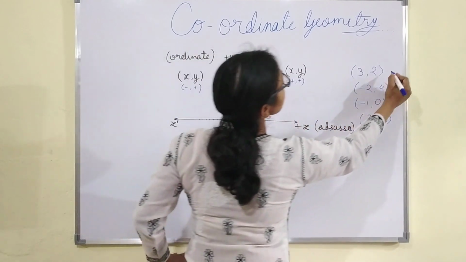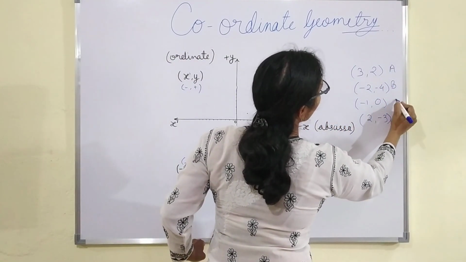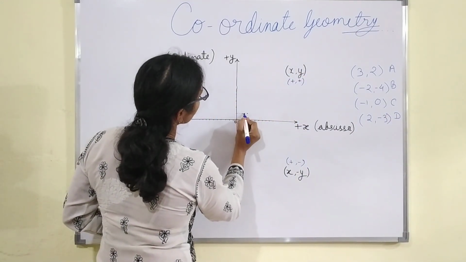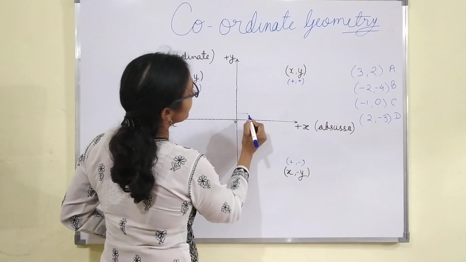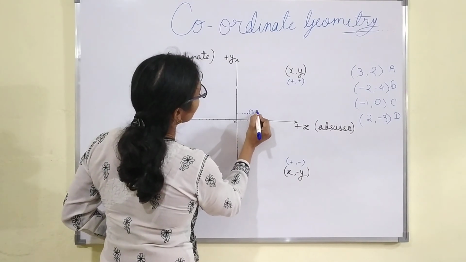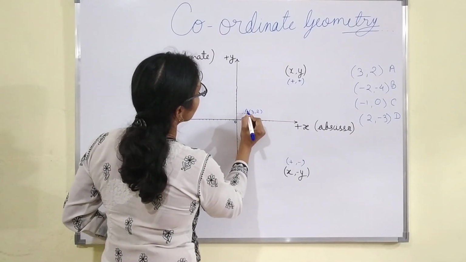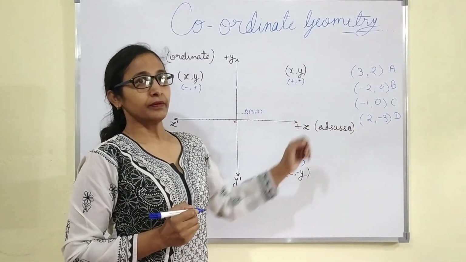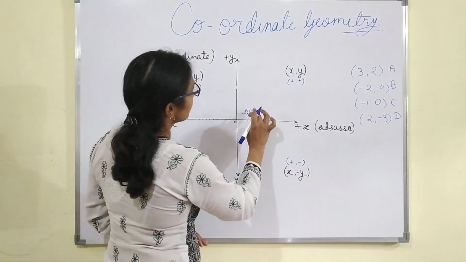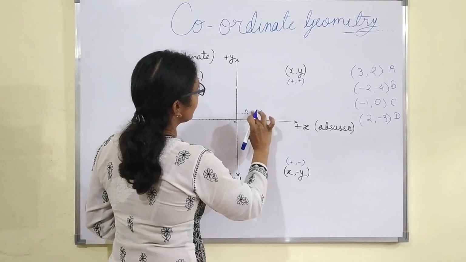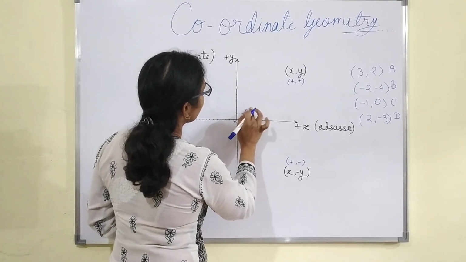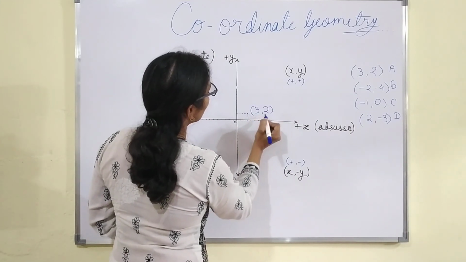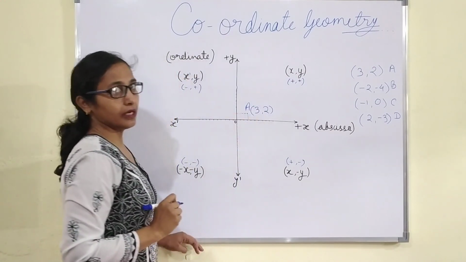Suppose these are point A, point B, point C and point D. Here we will write (3, 2), this is point A. I am writing it quite bigger. So (3, 2) is point A.